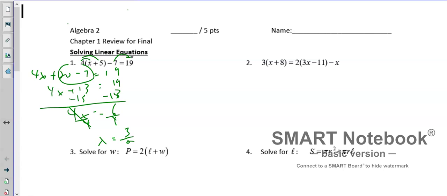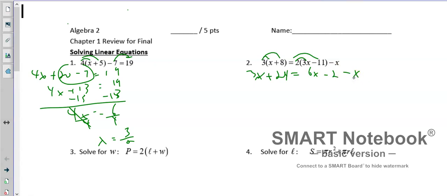All right, number 2, we got a lot of distributing to do. So we're going to distribute the 3 here and here, the 2 here and here, and then combine like terms where we can. So on the left side, we end up with 3x plus 24. On the right side, we end up 2 times 3 is 6x. 2 times negative 1 is negative 2. And then this is minus x.